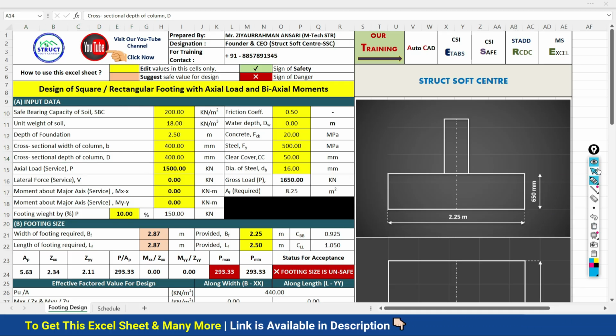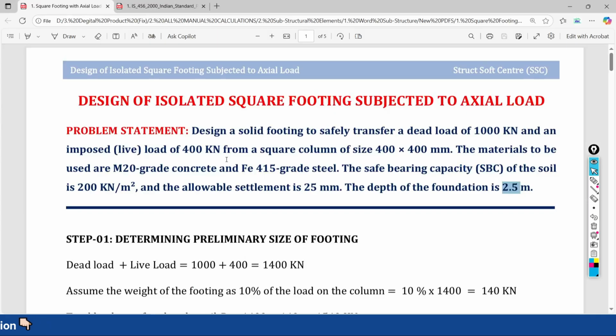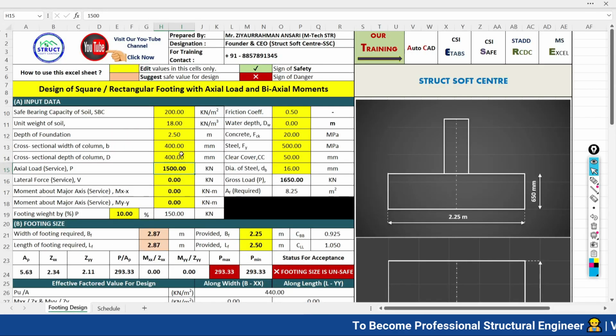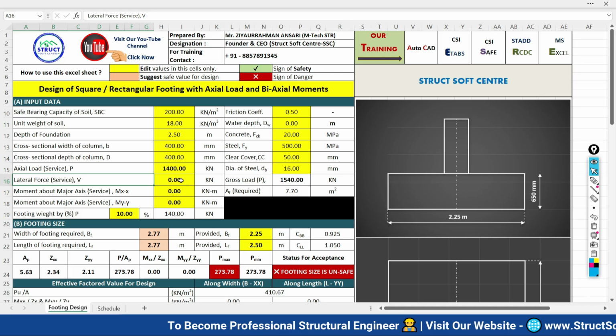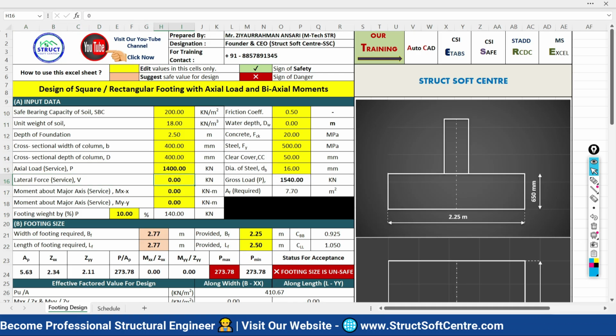Now what is the total intensity of loading transferred through your column? That is the service load. We have given it in two ways: 1000 as dead load and 400 as live load. Combined, it becomes 1400 kilonewton transferred through your column. That's why we are going to put 1400 kilonewton. Is there any lateral or horizontal load on your footing? There is no lateral load on your footing, so it should be 0.